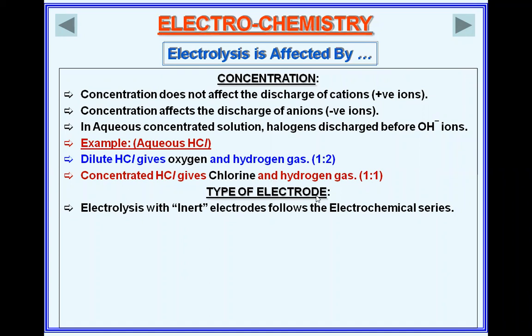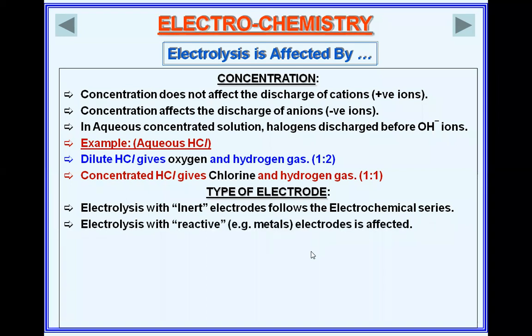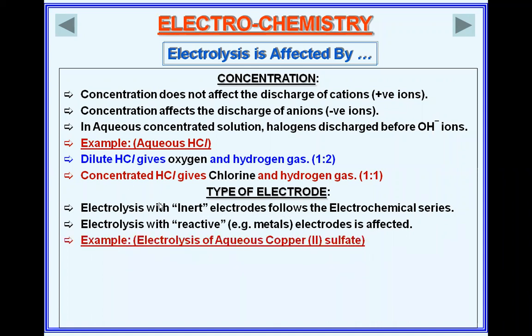If inert electrodes are used, the electrolysis follows the electrochemical series. A little bit earlier, we discussed aqueous copper sulfate solution. Copper ions discharge at the cathode because copper is less reactive than hydrogen. So that is why inert electrodes follow the electrochemical series.